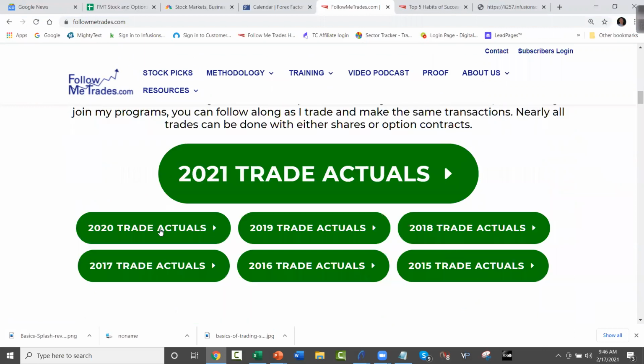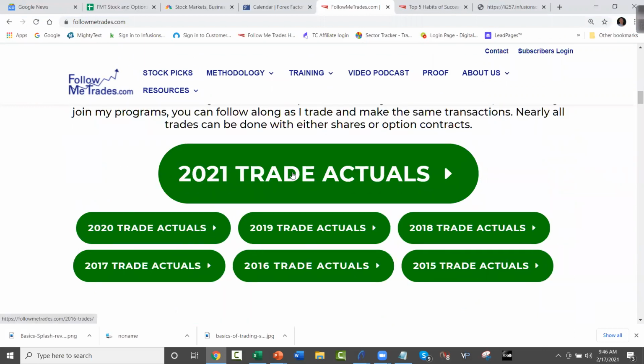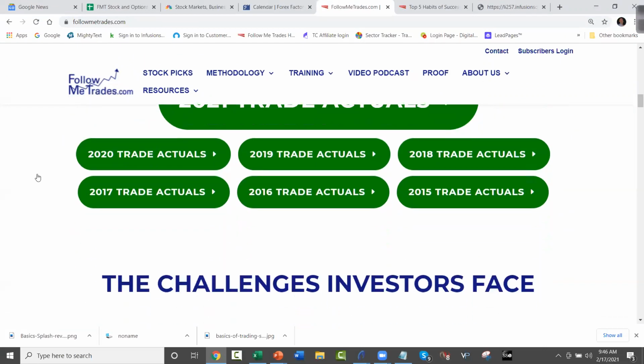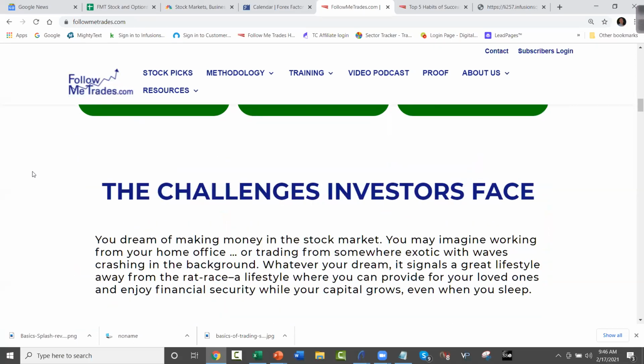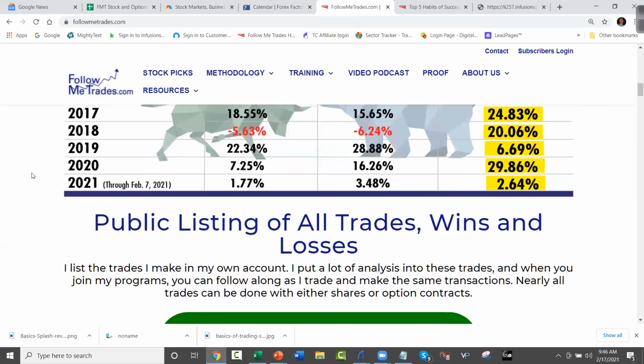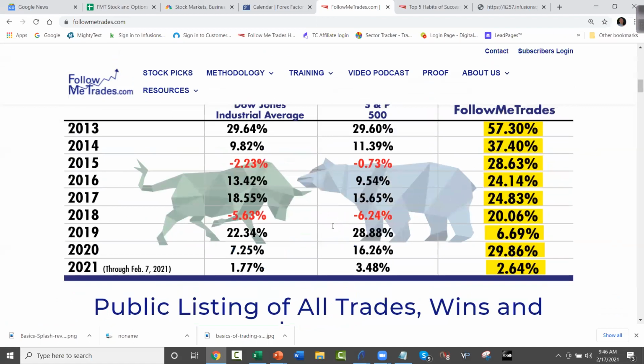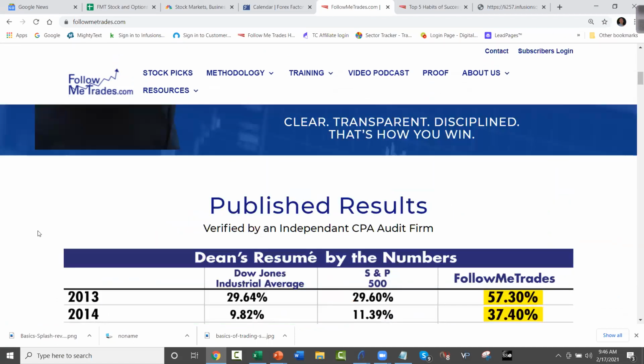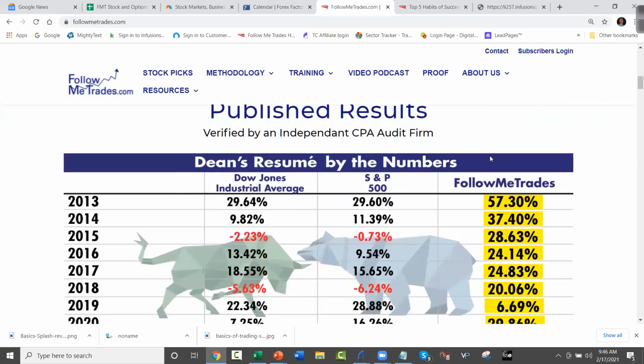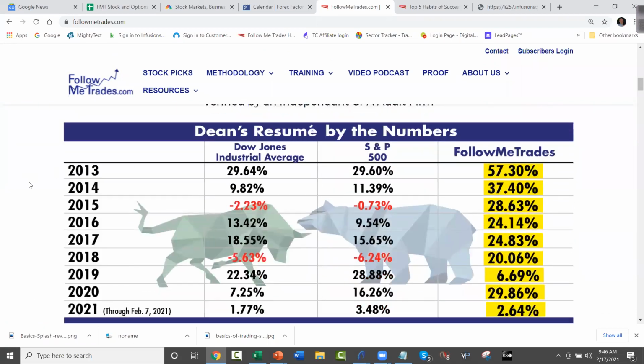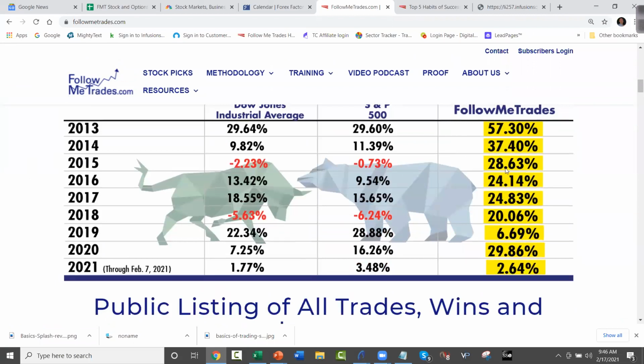I list the details of every single trade that make up that result. And I have this audited by a third-party CPA firm, and those reports are on my website. So what I say I'm doing, I'm actually doing it, right? I'm not saying you're going to take $5,000 and make $1 million. I'm saying, hey, we're getting some pretty solid returns.